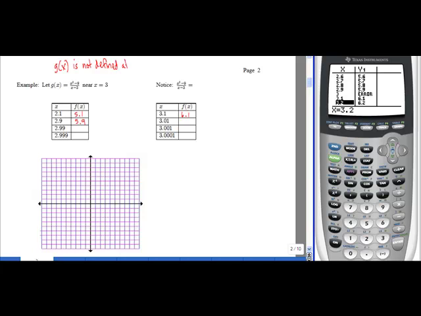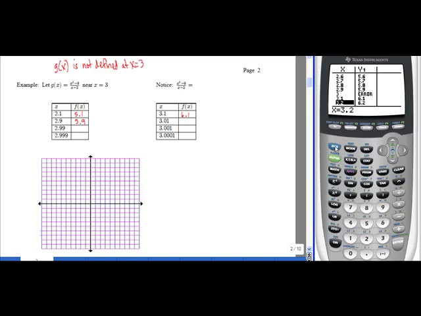It doesn't exist. So when we get to our graph later on, if you're not defined at a number, that means you're going to have a hole in your graph. So this graph of g, whatever it ends up looking like, is going to have a hole right at x equals 3. Okay, let's finish filling out our table.